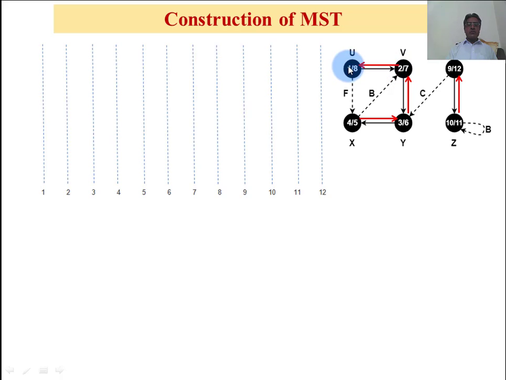We start from the U node. Its starting time is 1 and ending time is 8. This is level 1 and this is level 8. So its span will be from 1 to 8.